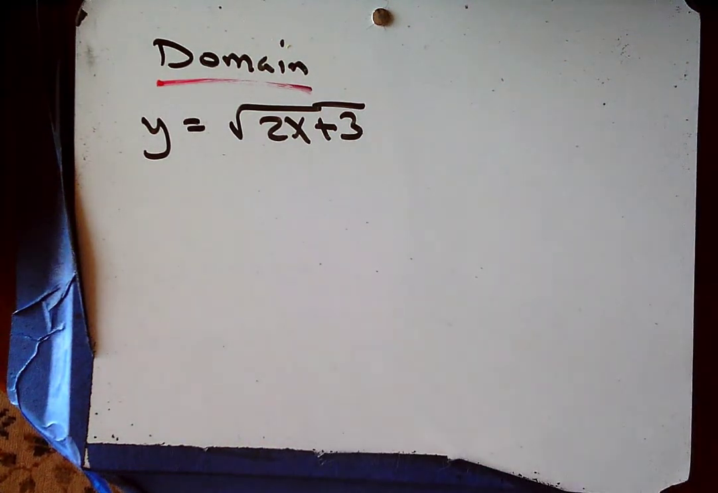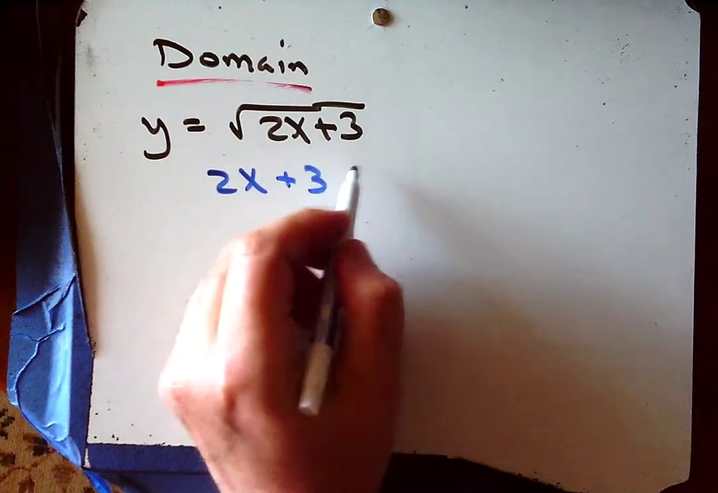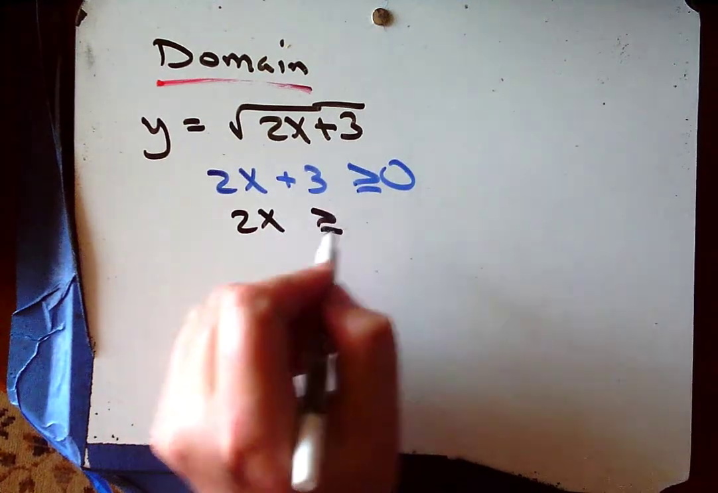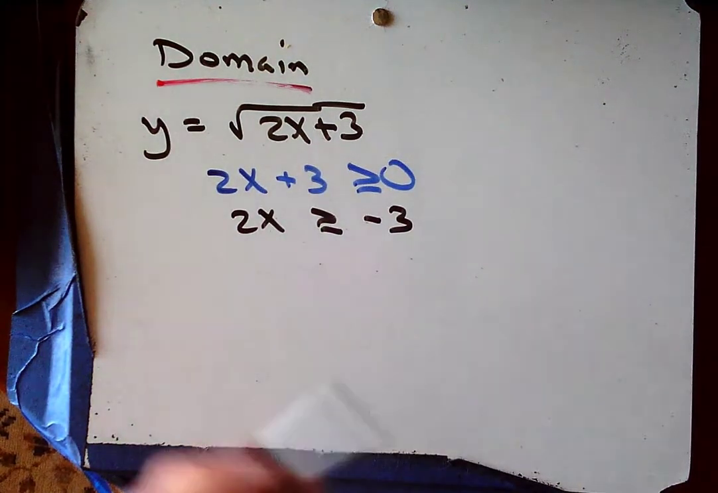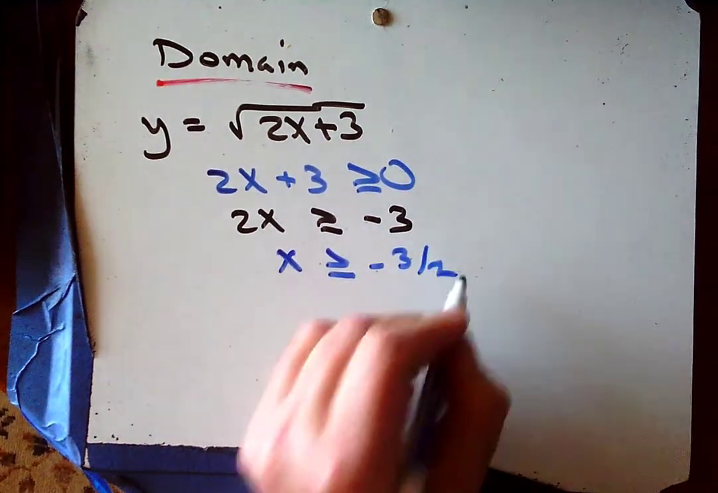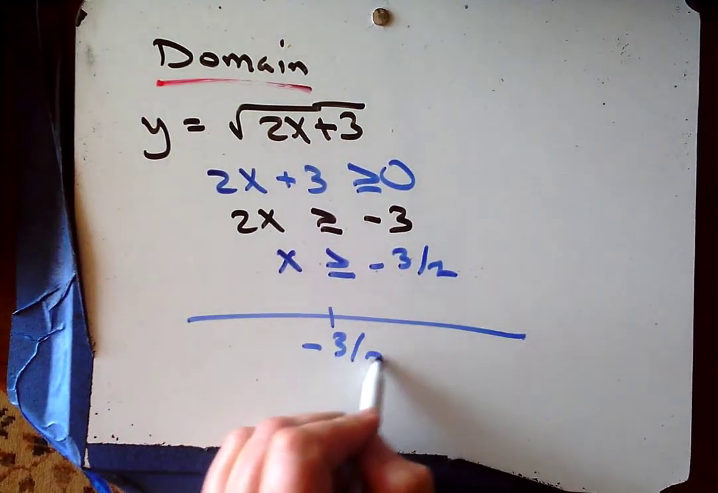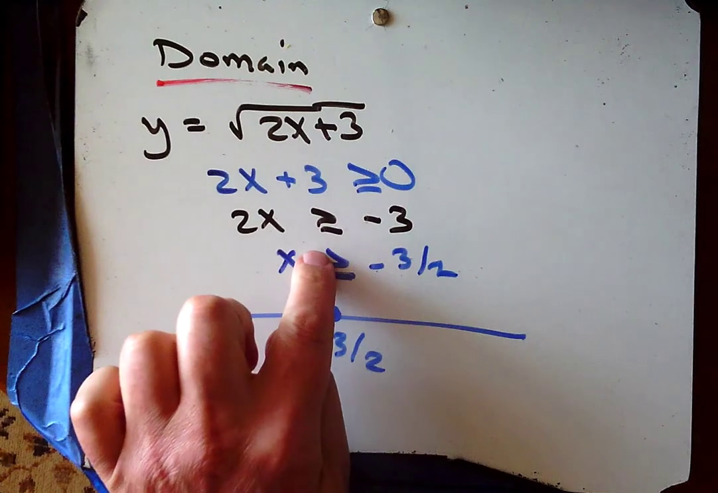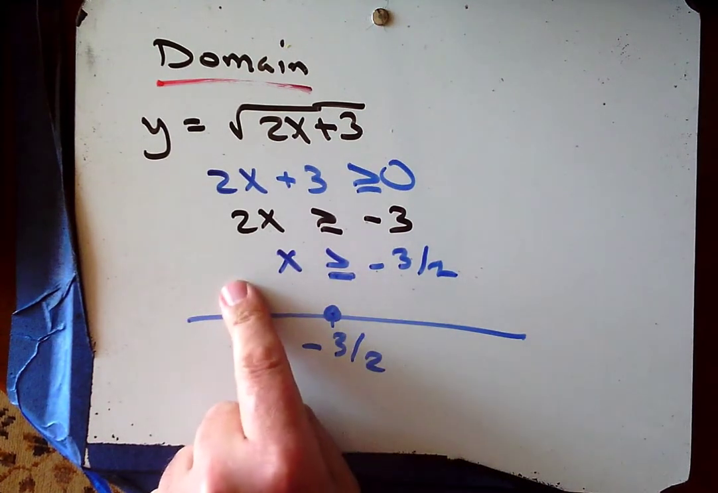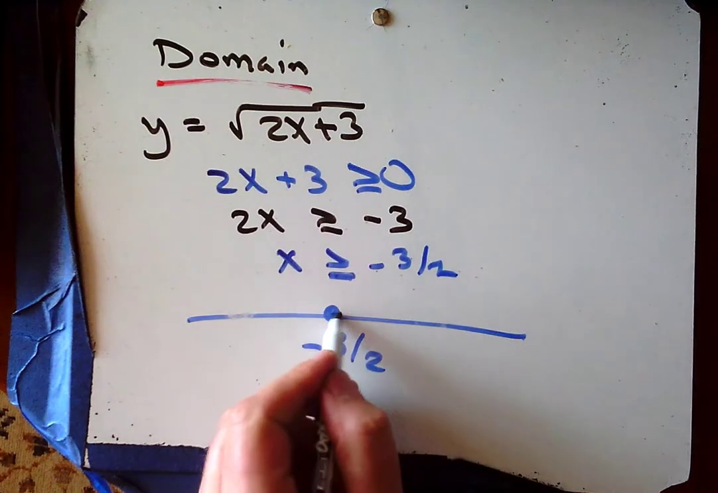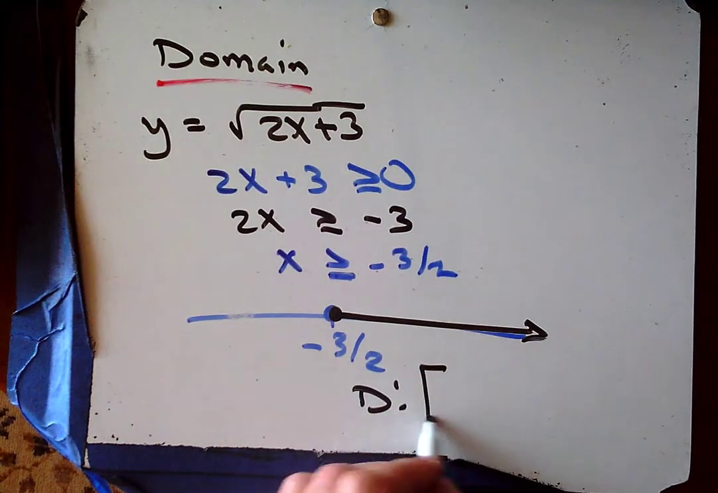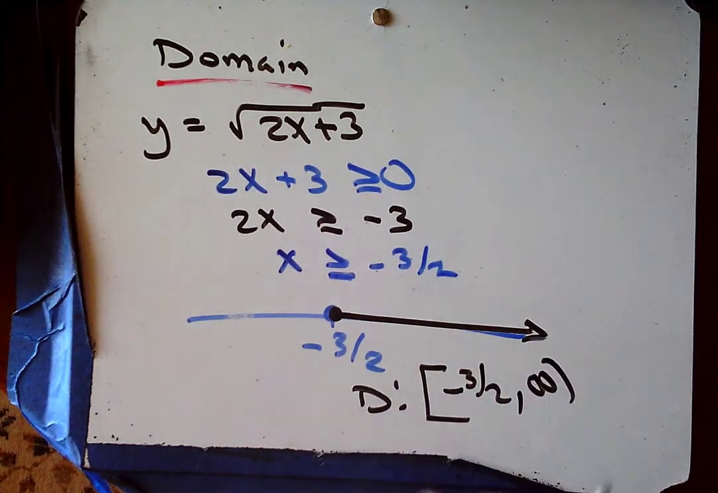Okay, welcome back. So I'm going to take what's under the radical and set it greater than or equal to 0. I do that every time I have a square root. I'll subtract 3, and I'll divide by 2. If I think about this on a number line, here's negative 3 halves. This tells me negative 3 halves is included, and I want the x values that are also bigger than this. Do they live over here? No, they live over here. This is our domain graphically, and if we use interval notation, negative 3 halves to infinity.